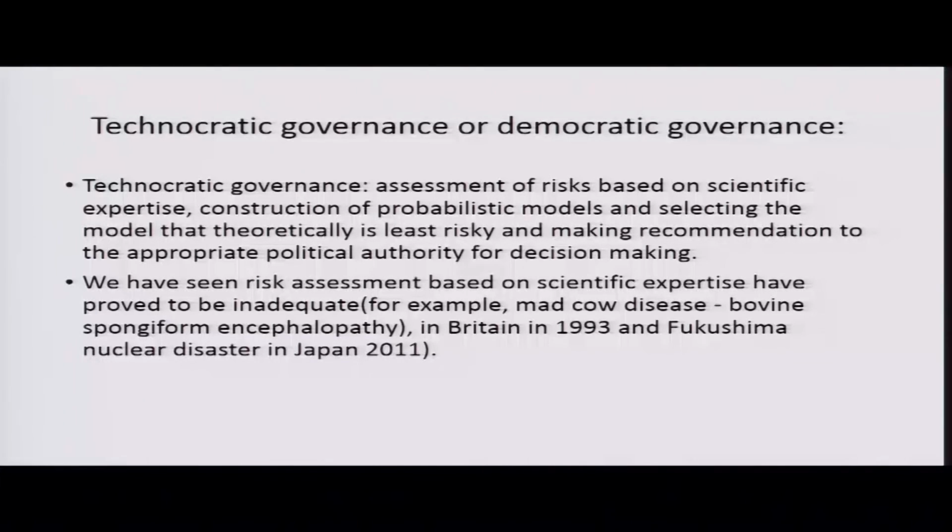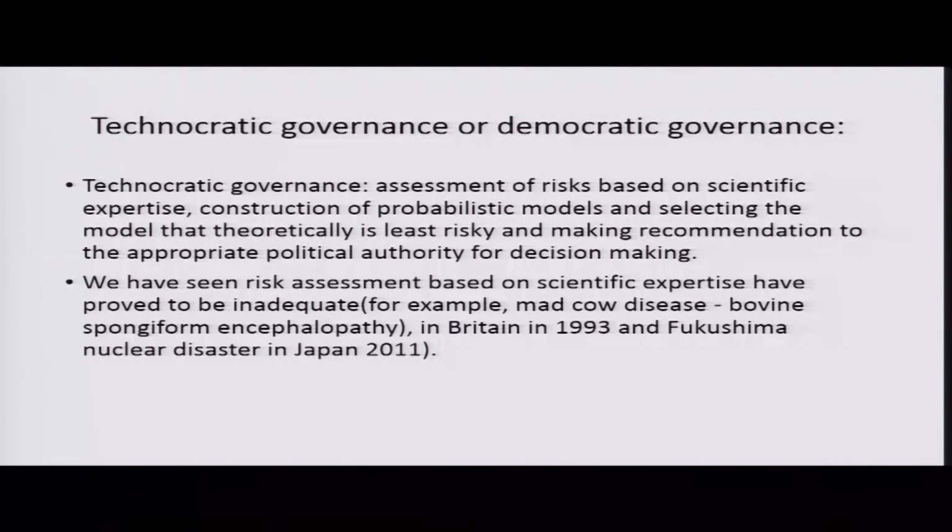See, one is a technocratic governance. It is basically a governance model generally adopted or followed by the states, the governments. It is based on assessment of risks, based on scientific expertise, construction of probabilistic models, and selecting the model that theoretically is least risky, and making recommendations to the appropriate political authority for adopting that model for implementation. So this is how risk assessment has been done by state agencies, and people have been trying to participate in developing these models.